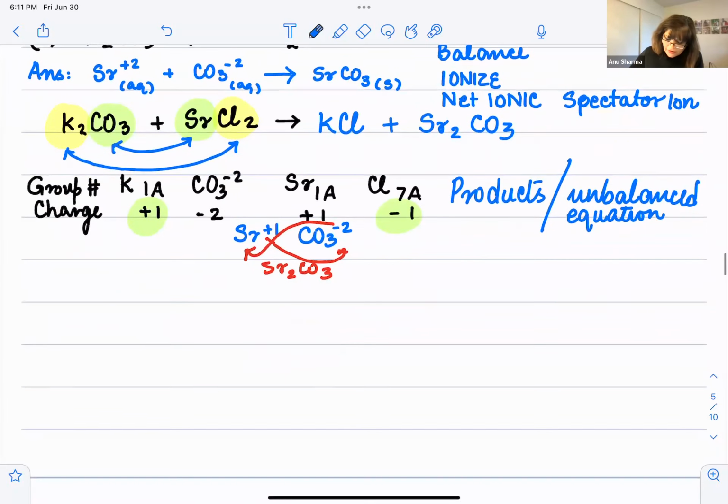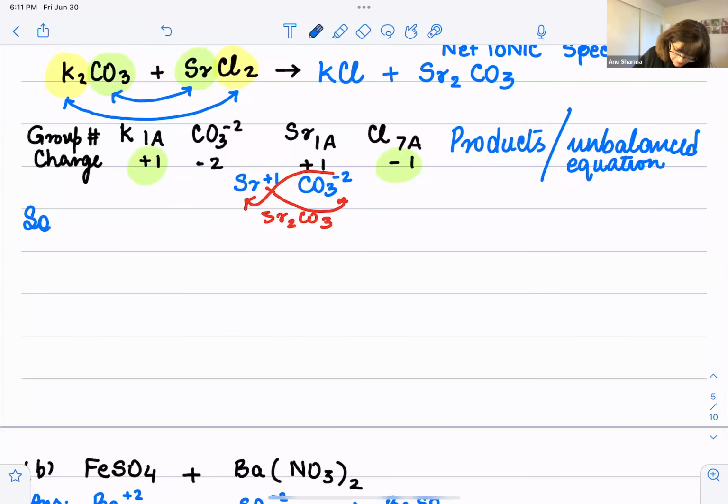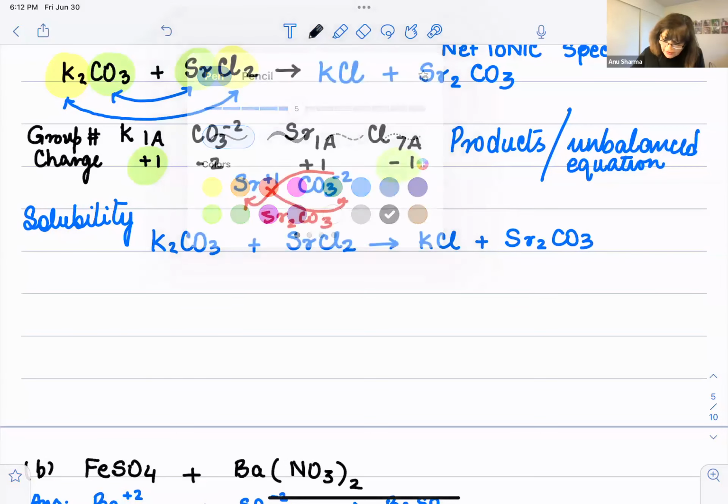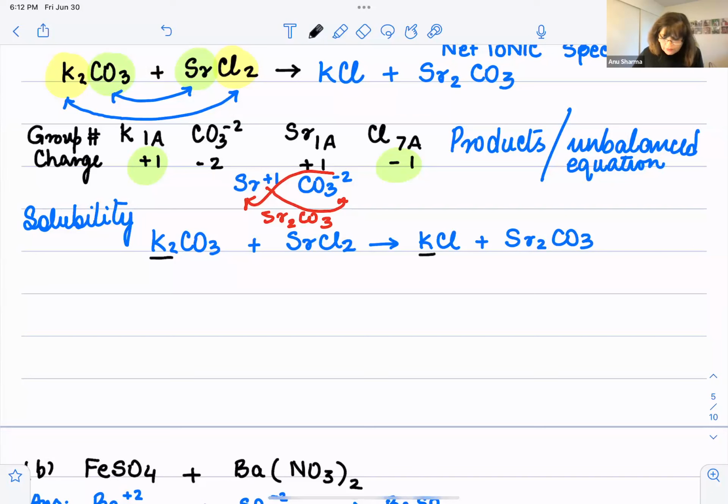Okay, next step is you're going to see the solubility. Okay, so let's write this again. K2CO3 plus SrCl2 gives you KCl plus Sr2CO3. Okay, balancing. So we see here, there are 2 potassiums and only 1 potassium on the other side. So obviously that's not balanced. Carbonate is 1, which is fine. This is Sr2, this is 1 Sr, and there are 2 chlorines here, there's 1 chlorine here.